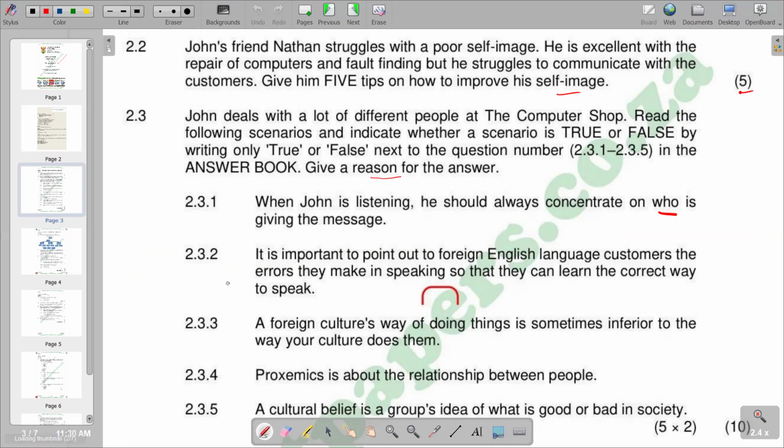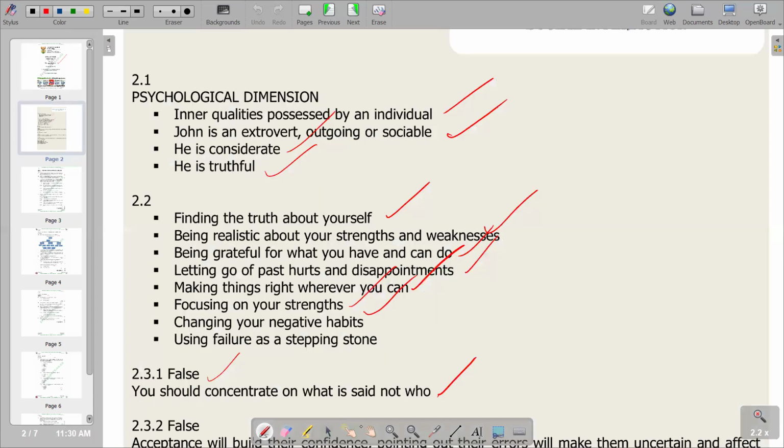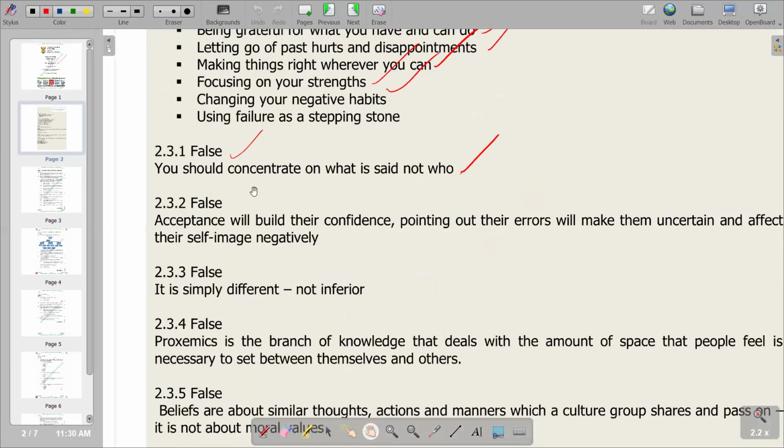Then moving on to the next one: it is important to point out to foreign English language customers the errors that they make in speaking so that they can learn the correct way to speak. This is not a good way. You should not point out to foreign English language customers the errors in how they speak. You are supposed not to point that out so that they can keep their confidence. So this statement also becomes false. So on the second part of 2.3, it's false, and why we are saying false: acceptance will build their confidence. Pointing out their errors will make them uncertain and affect their self-image negatively.